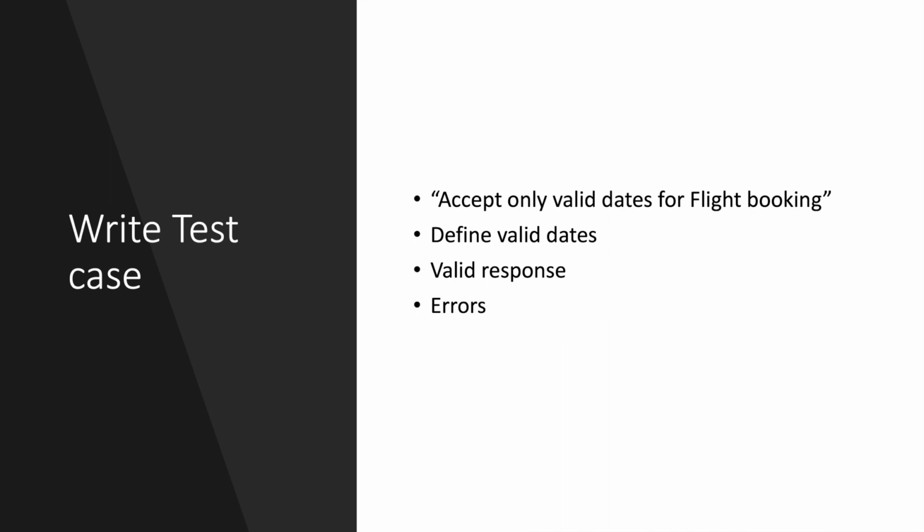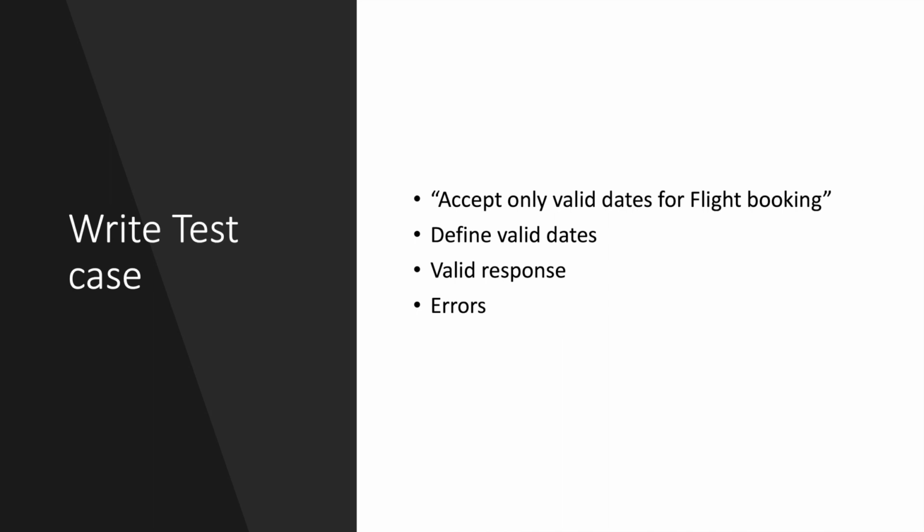Another thing is what should be the valid response. If I provide everything right, like tomorrow's date, and everything is right, then it should give me a 200 response saying your flight is booked for this date, something like that. You need to define that when you're writing your test case. In errors, if it failed because of a wrong date, then it should say it is a wrong date, please book for next dates or future dates.